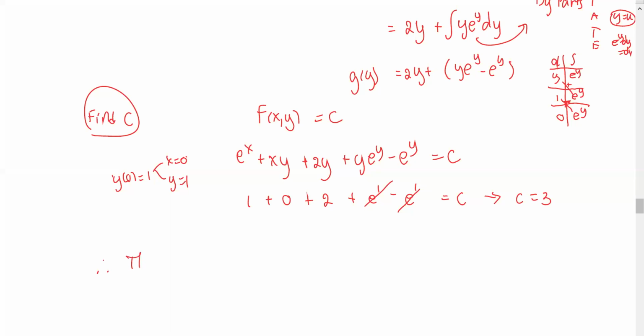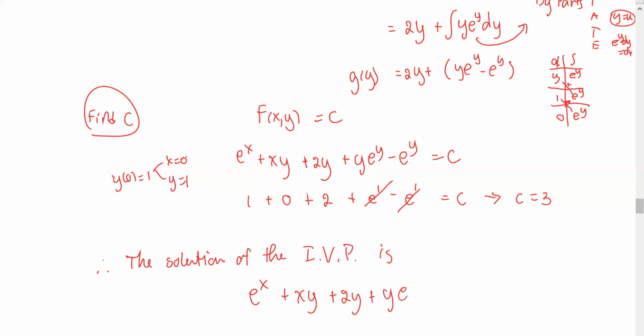That means the solution of the initial value problem is e to the x plus xy plus 2y plus y e to the y minus e to the y equals 3.